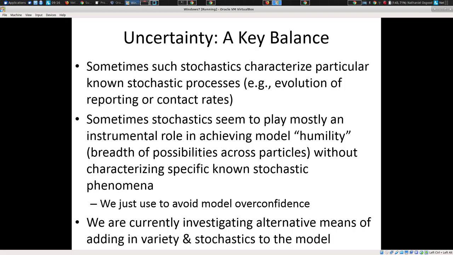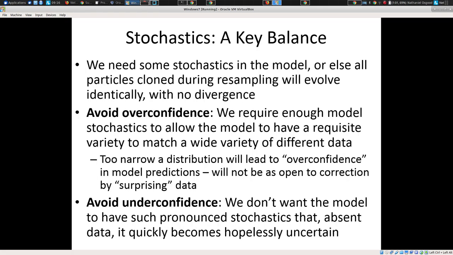At the same time, we don't want to, in life, just say, well, I have no clue of any regularities in the world. I don't know what's the case, and I can't operate at all. We don't want a model that's so insecure about its understanding, or so broad in its understanding, that it can't effectively anticipate what's coming. So there's this really key balance in the model between avoiding underconfidence and overconfidence. We want a model that is not so tight in its understanding that all the particles are in lockstep in their understanding of what's going on. We have too narrow a distribution.